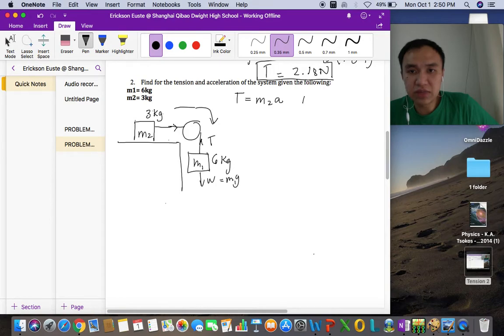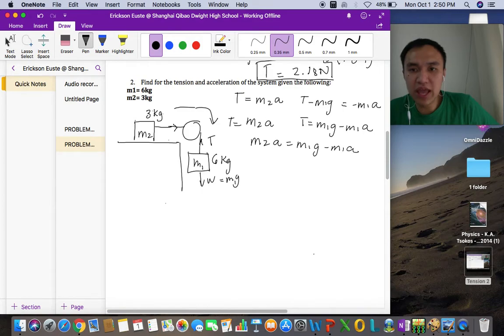So that means that the weight is also equal to m1g. So this is going to be tension minus m1g is equal to negative m1a. So with this, we can have m2a for the tension, and this tension is equal to m1g minus m1a. Rearranging it, since the tension is just the same, we can equate it. Tension m2a is equal to m1g minus m1a.